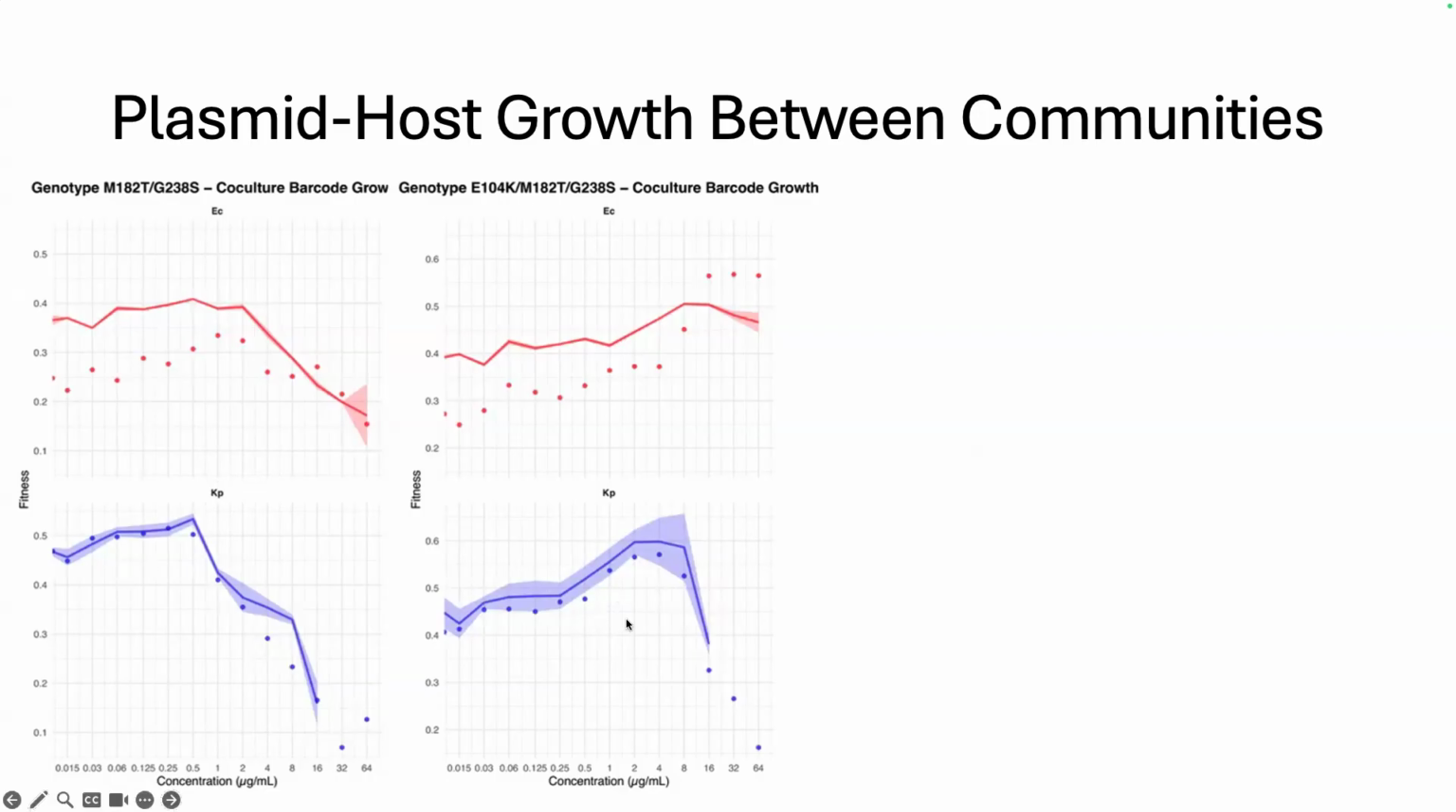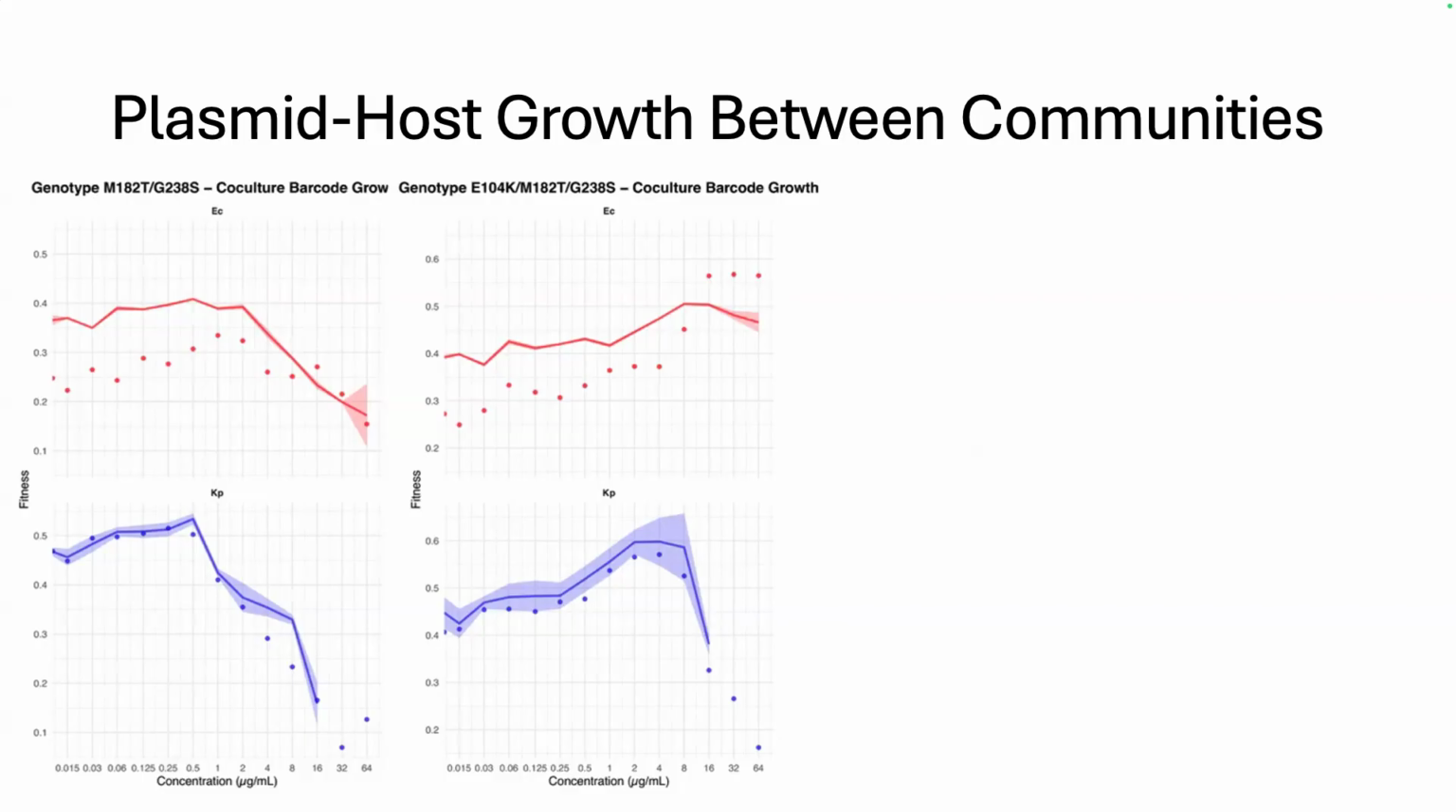And for the representative genotypes I chose, Klebsiella harbored plasmids are growing pretty much the same between co-culture and monoculture, whereas E. coli is consistently getting outcompeted. You see that the growth rate is much lower for E. coli harbored plasmids in co-culture than they are in monoculture, and that's just because K. pneumo is outcompeting it. There's one exception to this case, which is when the concentration gets high enough, some of those really, really high resistant types in E. coli actually do slightly benefit from co-culture.